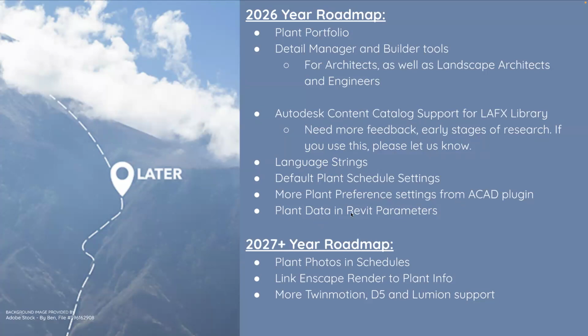And of course, the plant data in Revit parameters. I talked on that earlier slide about how much plant data we have, and we just need to find the best way to put it into Revit parameters at the moment so that it can appear in your Revit schedule as well. But at the very least, in Revit, you can already use this plant data to find plants to add to your plant palette.